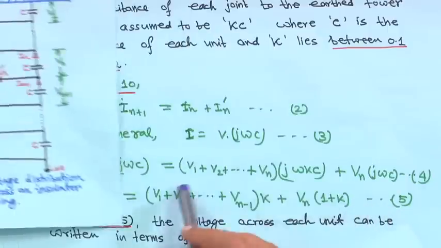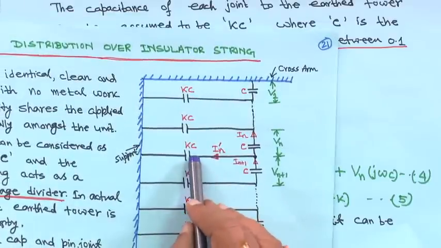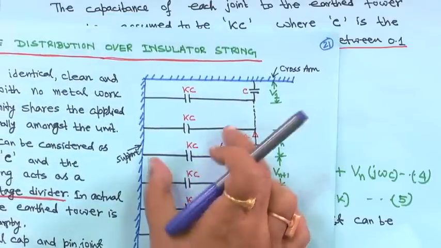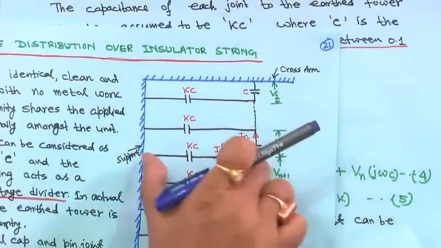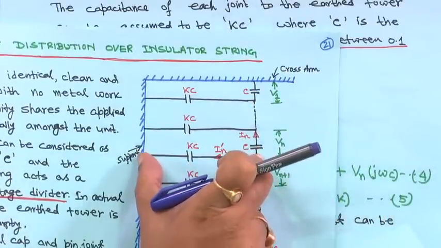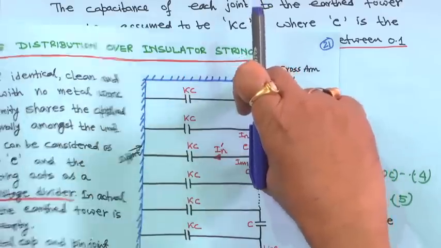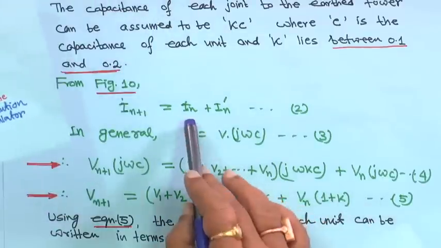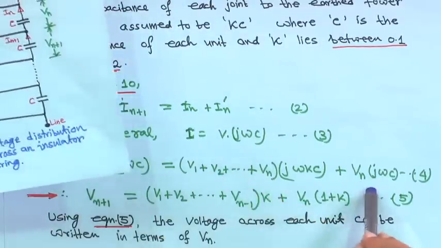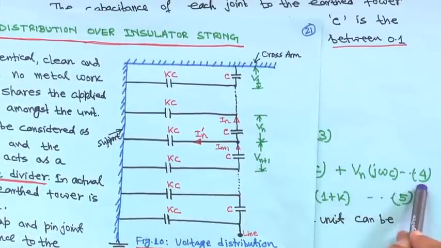That is why we are writing V1 plus V2 plus up to Vn into j omega kC, because basically this is the support and tower. So whatever is the voltage across these 2 points, the tower is common. That is why we are writing j omega kC, and then I am writing In, this In is equal to Vn j omega C. This is equation 4.